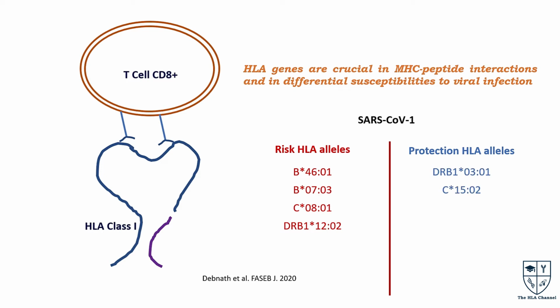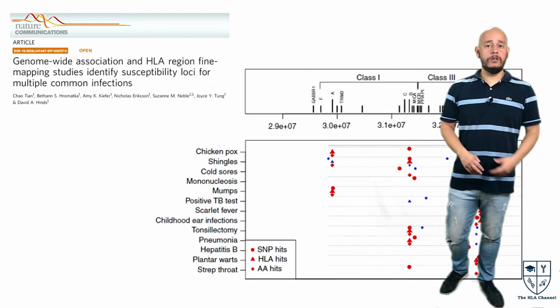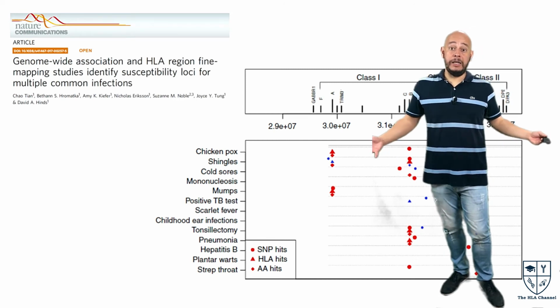On the other hand, protective HLA alleles will have DRB1*3301 and C*1502. So let's talk about some HLA papers.